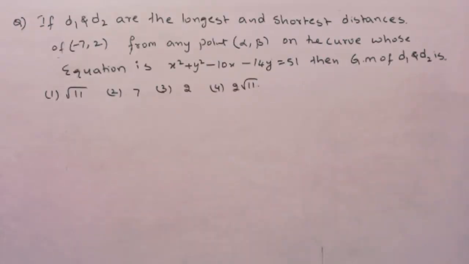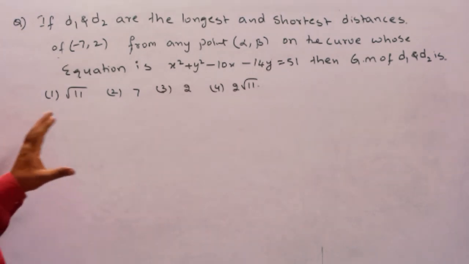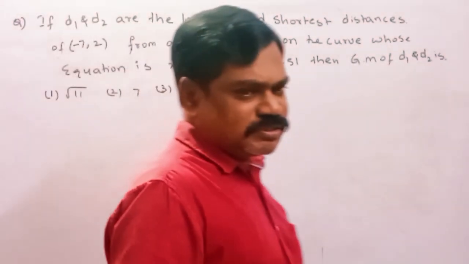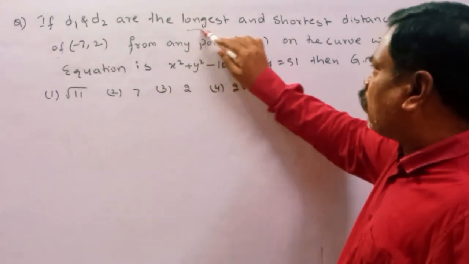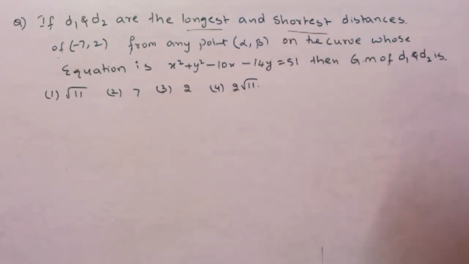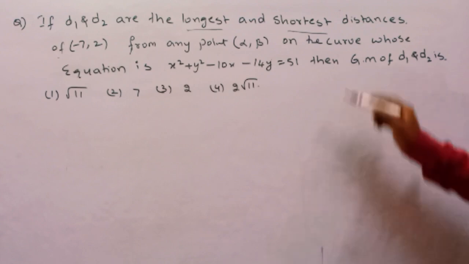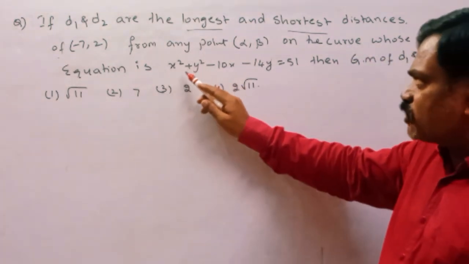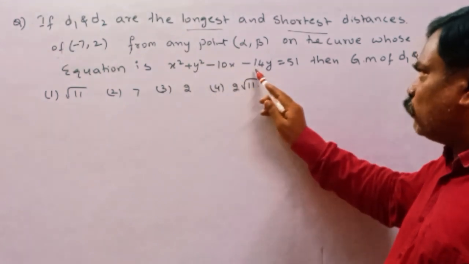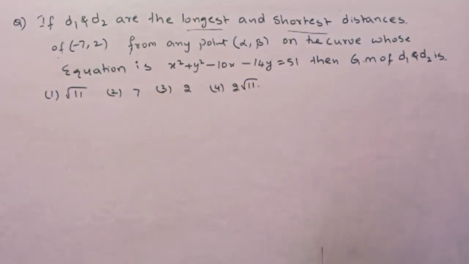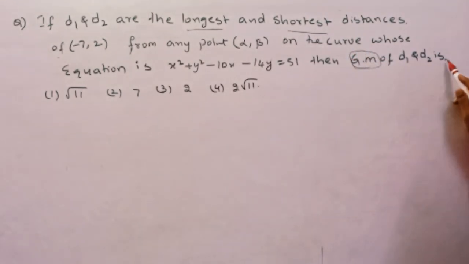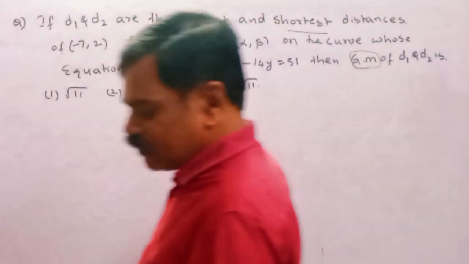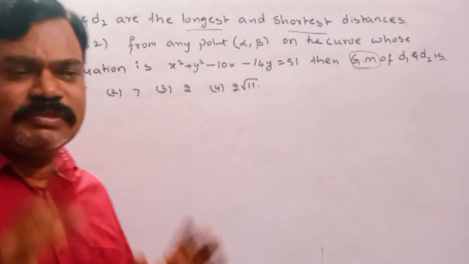And one more problem from circles. If D1, D2 are the longest and shortest distances of (−7, 2) from any point (α, β) on the curve whose equation is x² + y² − 10x − 14y = 51, then the geometric mean of D1 and D2 is... This is the given problem.